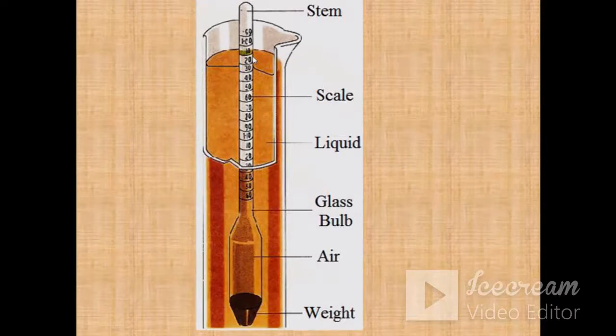If it is lower than the standard value, that means the milk has been adulterated, maybe with a larger amount of water. So this is the use of a hydrometer.